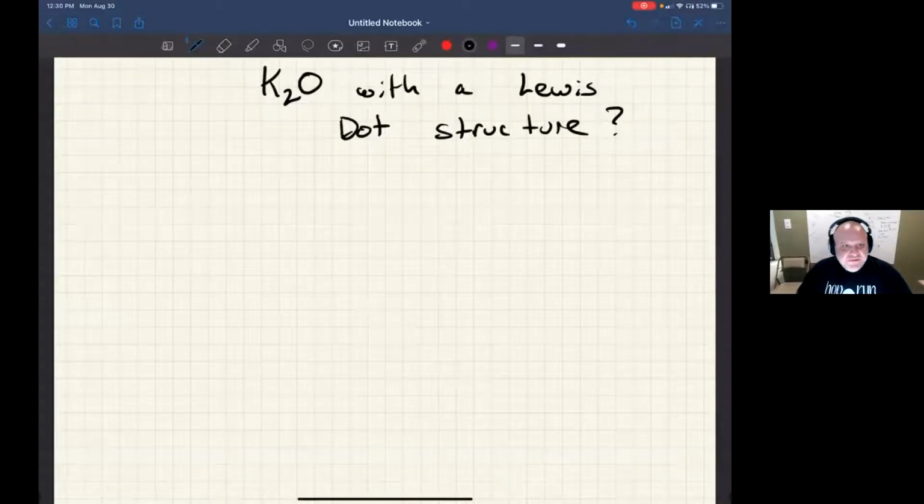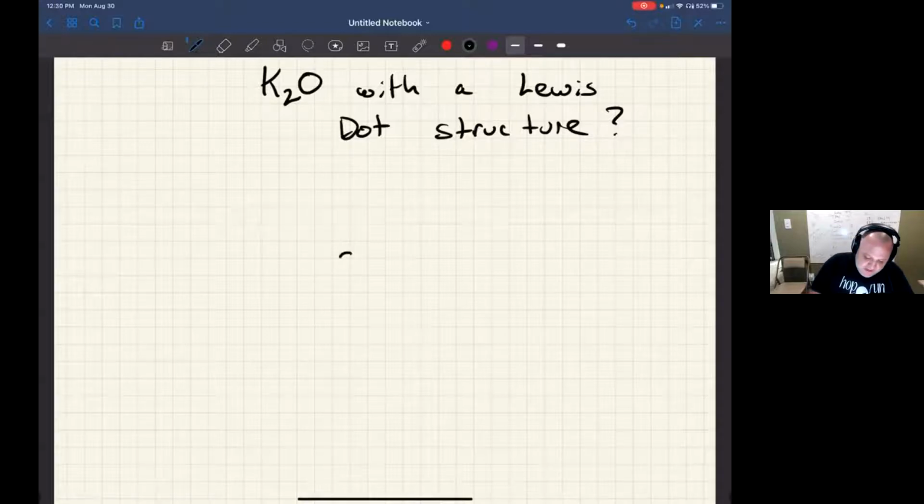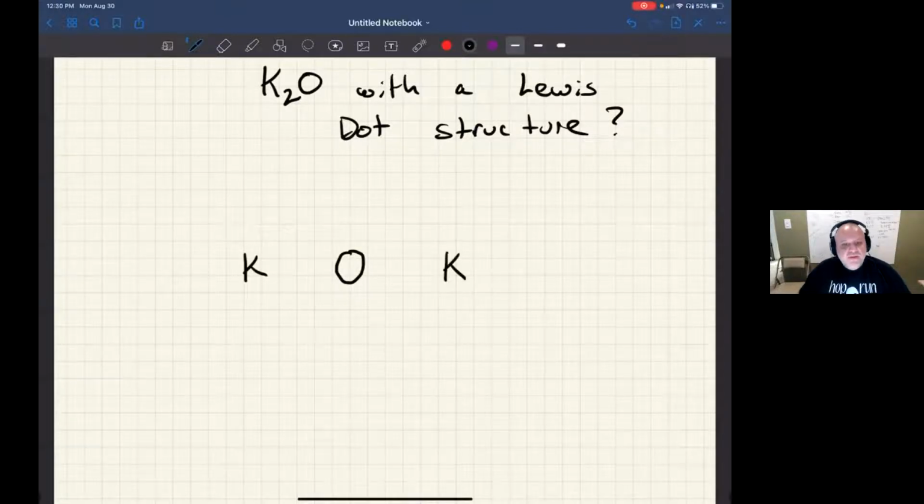Okay, so this question is asking us to represent potassium oxide with a Lewis dot structure. In order to do that, we have to think about how many valence electrons each of these atoms has, and then we also need to think about how many valence electrons their individual ions have.